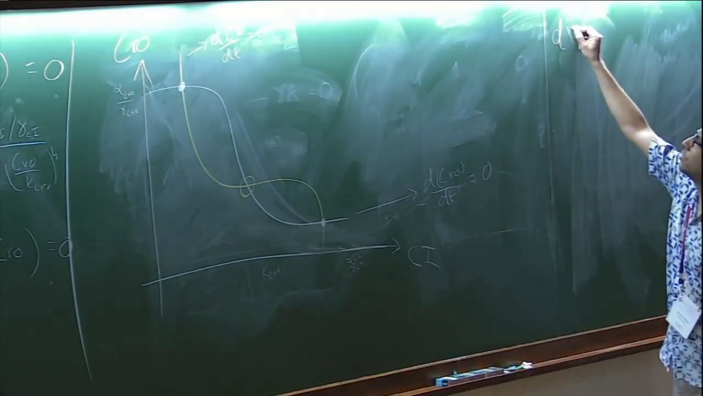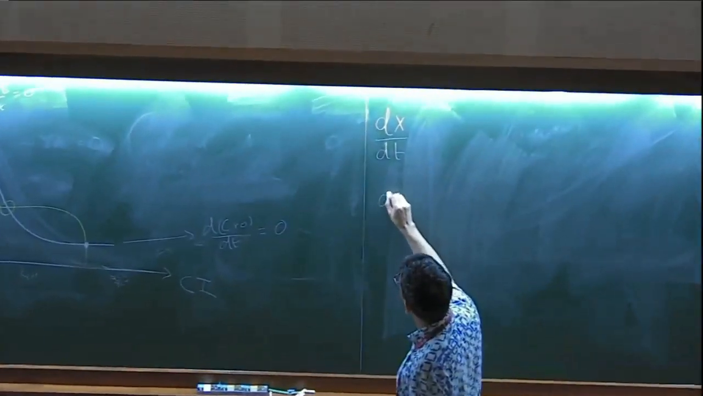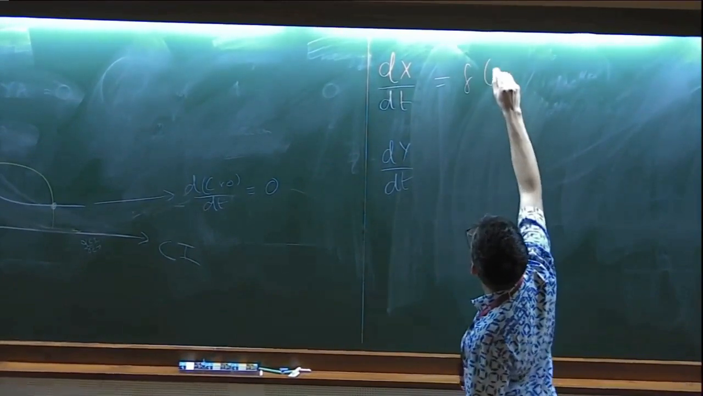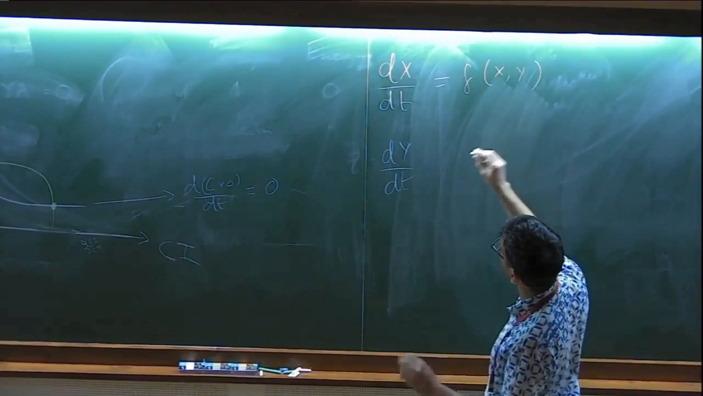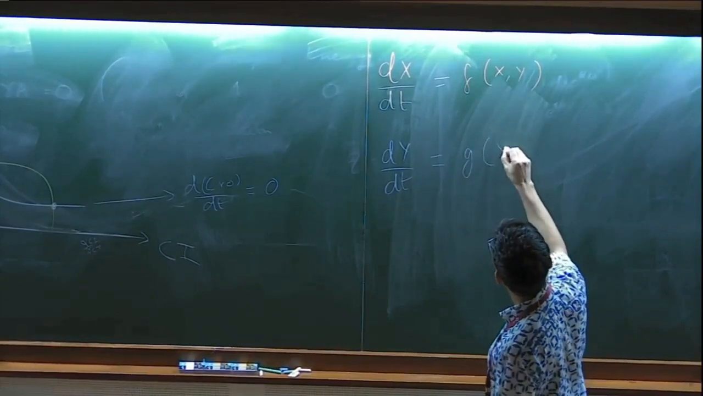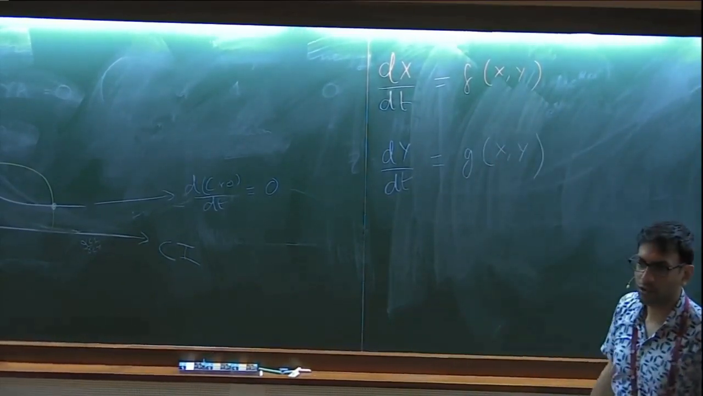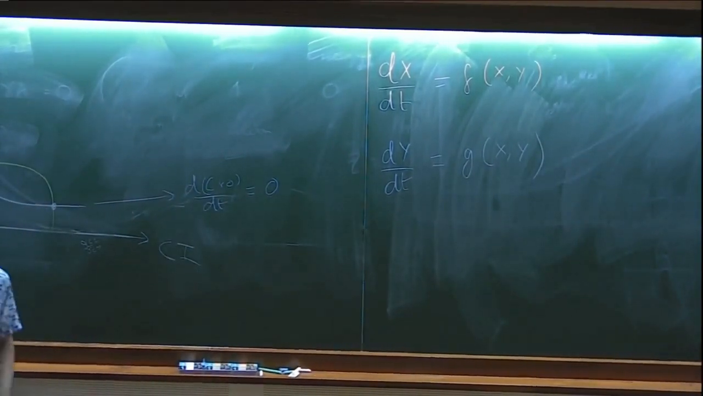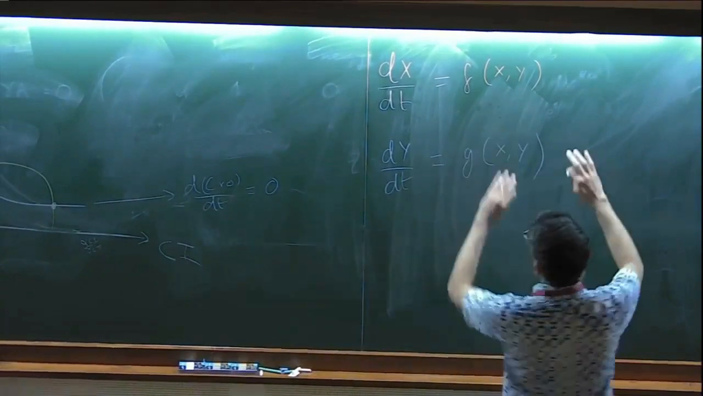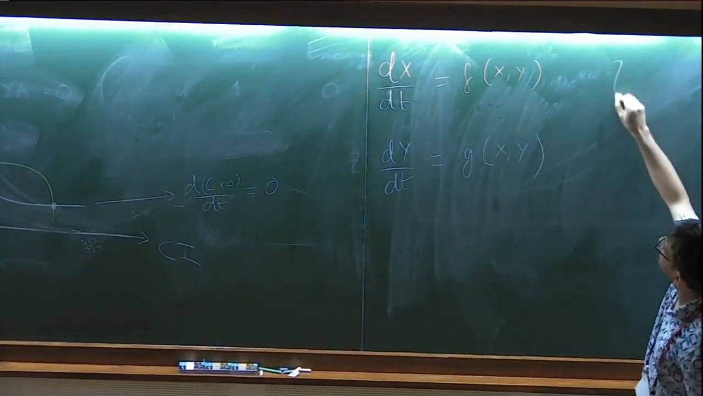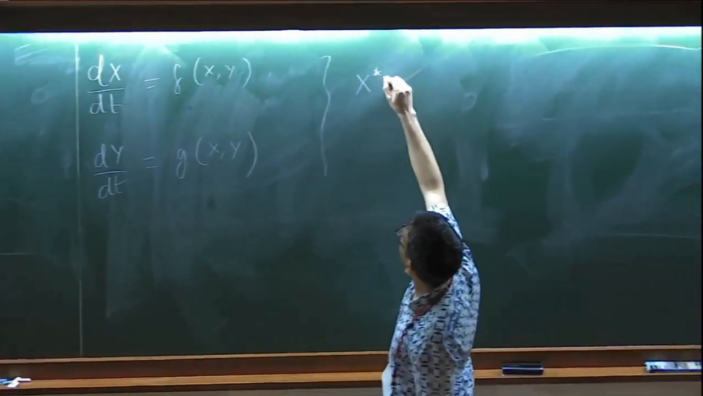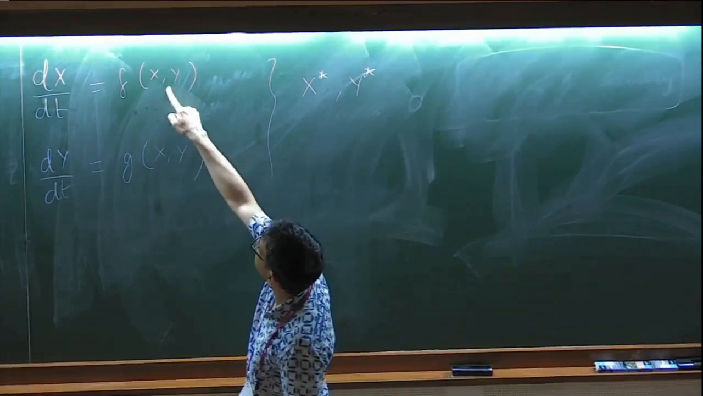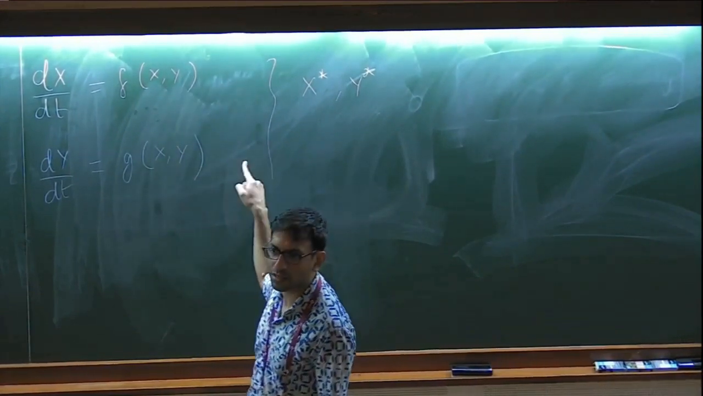So if you have two systems like this, and you have some f which could depend on x, y, and I'm being completely general here, and something else which could depend on x, y. Okay? I've now not written it out in particular form. I'm just using general functions. It really doesn't matter. In this case, suppose this has some fixed point x star, y star. In other words, f of x star, y star is 0, g of x star, y star is 0.